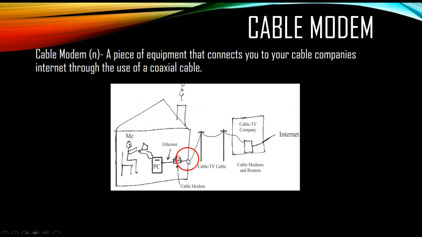So then you use that cable, coaxial cable, to connect it to the wall to get the access from the cable company. And then you use your cable modem that's set up with the internet. So it's what connects you to the internet through the cable company. And then you use something called an Ethernet cord to connect it to your PC. So that's what a cable modem is.